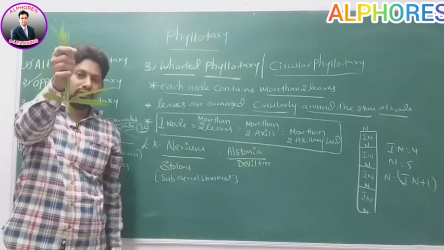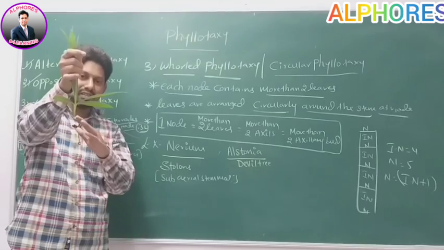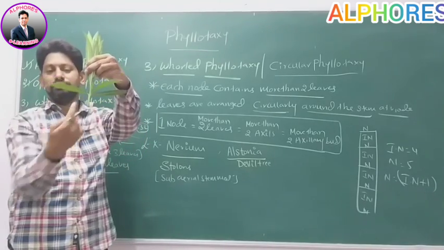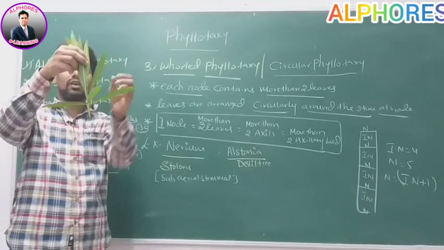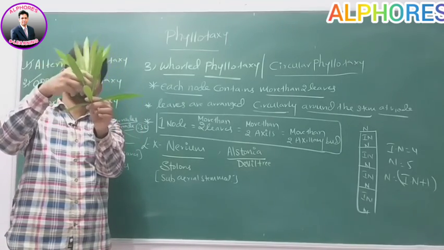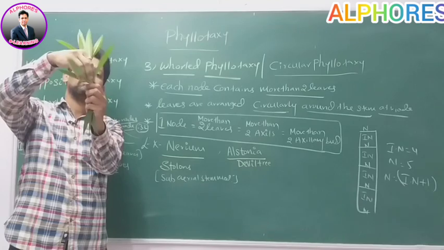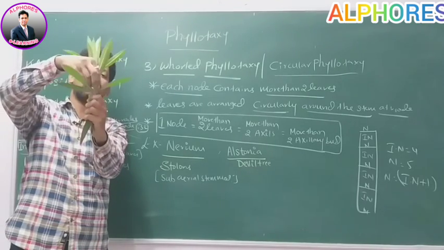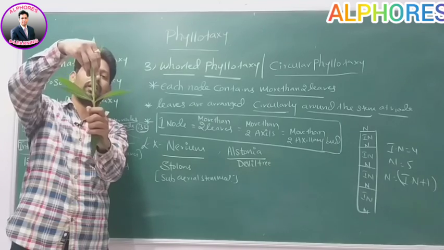1, 2, 3. Are these 3 leaves present on the same side? No, they are arranged circularly around the stem. Sir, I want to see another node. You can check. I am not hiding anything. I am trying to show only one node.